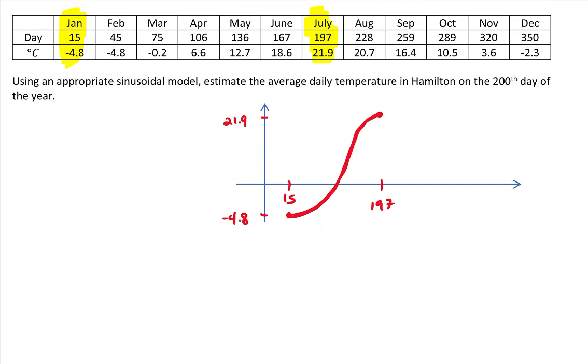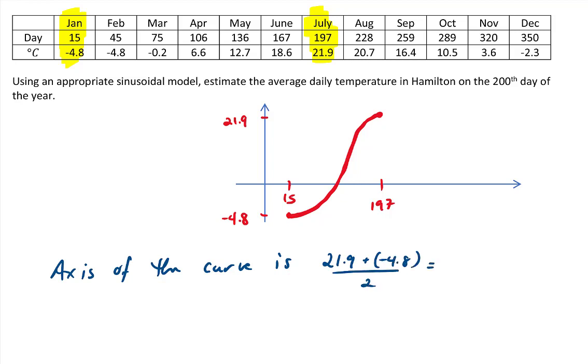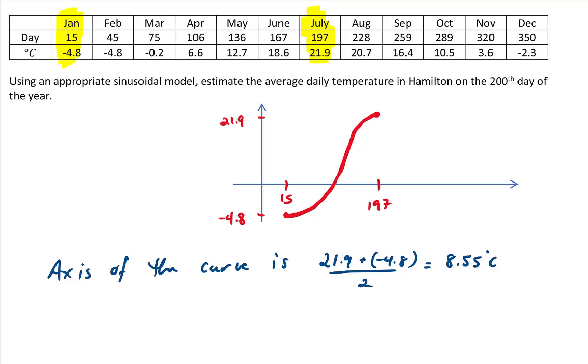So first off, let's get the axis of the curve. And in this example, it's going to be 21.9 plus negative 4.8, all divided by 2, which gives us an axis of the curve of approximately 8.55 degrees Celsius. So this tells us that our Q value is equal to 8.55. Again, that is the line that divides this sinusoidal function into two pieces. So y equals 8.55.